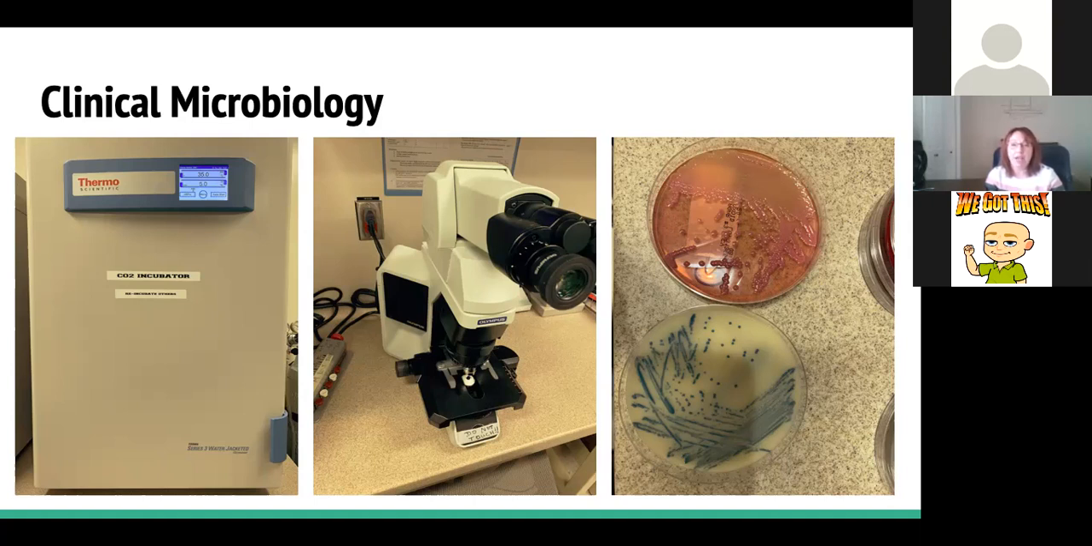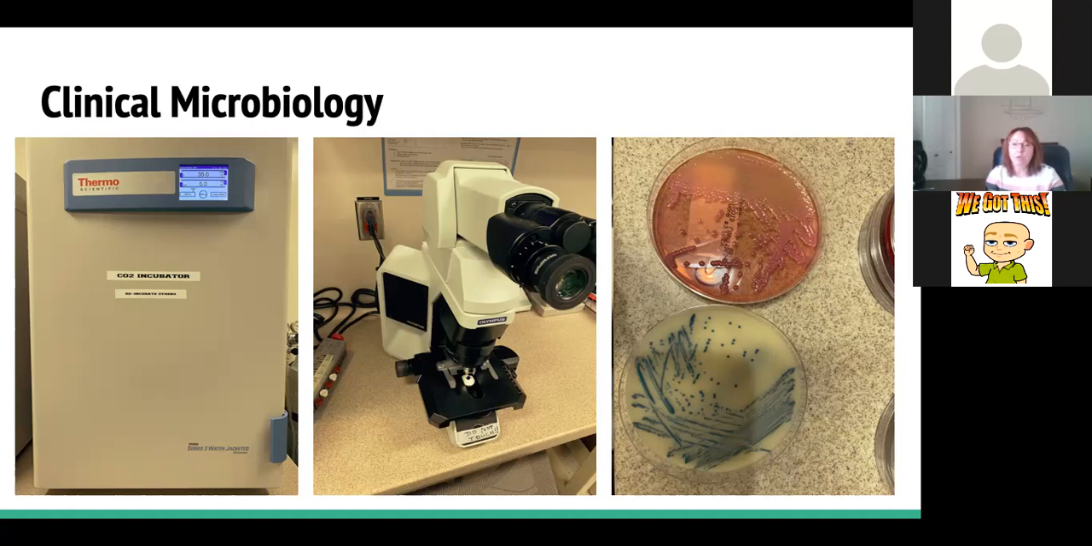Some bacteria actually like different conditions, so we try to enhance that for them. So this incubator has a 5% CO2, which is carbon dioxide. We also have oxygen incubators. We have incubators that are 42 degrees, which some bacteria like, a little bit warmer.